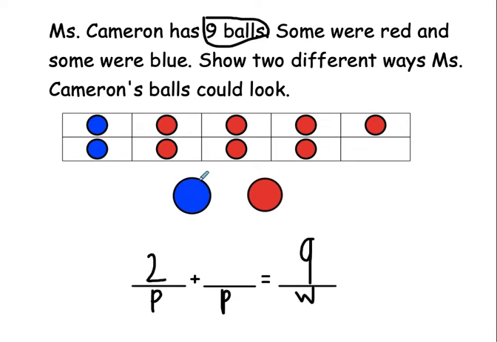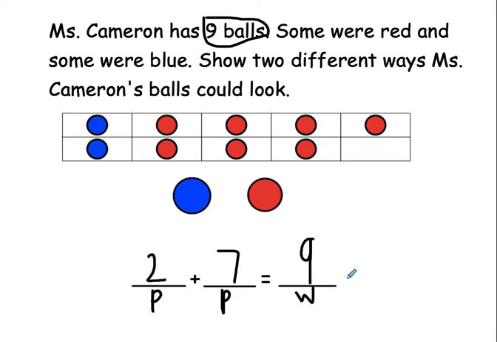How many are red? Let's count. 1, 2, 3, 4, 5, 6, 7. We know that 7 of Miss Cameron's balls are red. What does that tell you about 2 and 7? Yep, 7 plus 2 equals 9. So another way that we could show Miss Cameron's balls is by putting together the numbers 7 and 2. She could have 7 red balls and 2 blue balls.